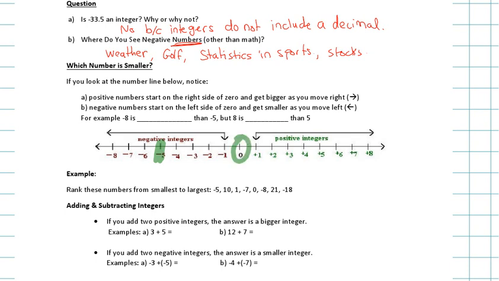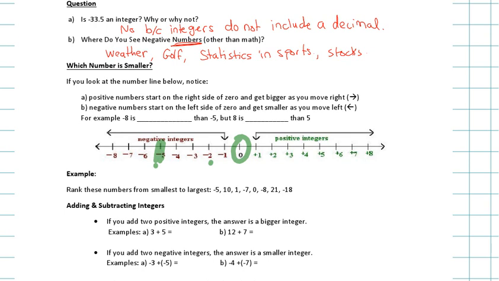Are you guys okay with that? So positive numbers start on the right side of the 0 and get bigger as you move to the right, while the negative numbers start on the left of the 0 and get smaller as you move to the left. That being said, which one is smaller, negative 5 or negative 2? Negative 5 is smaller than negative 2 because it's farther away from the 0.